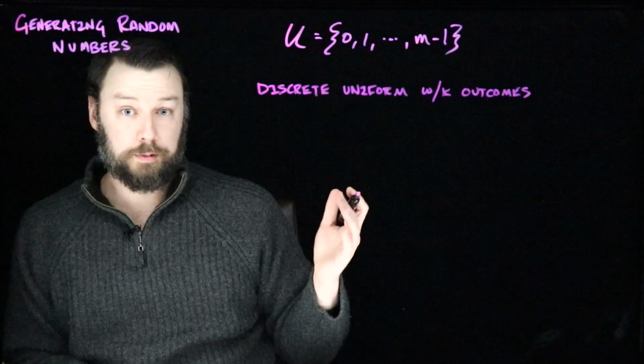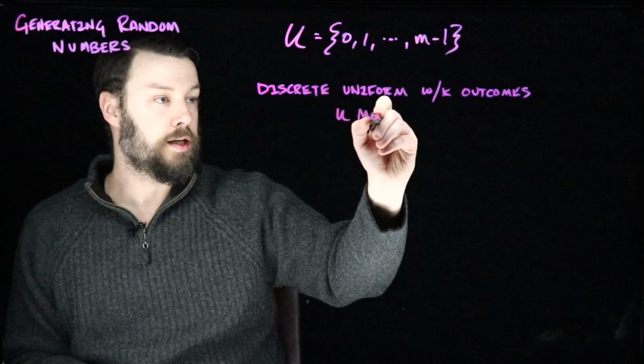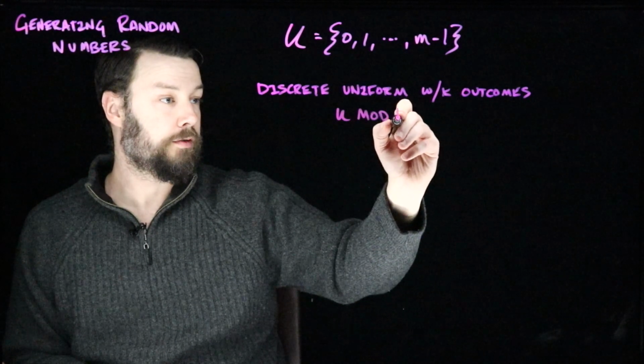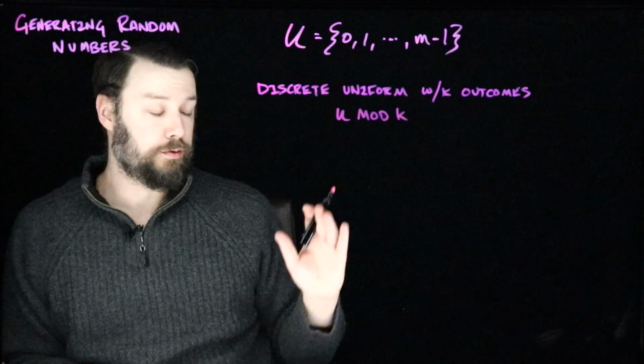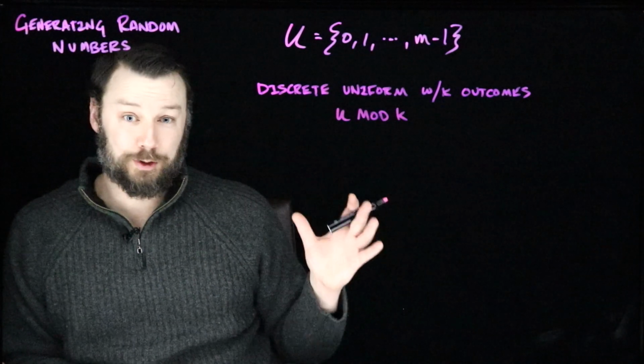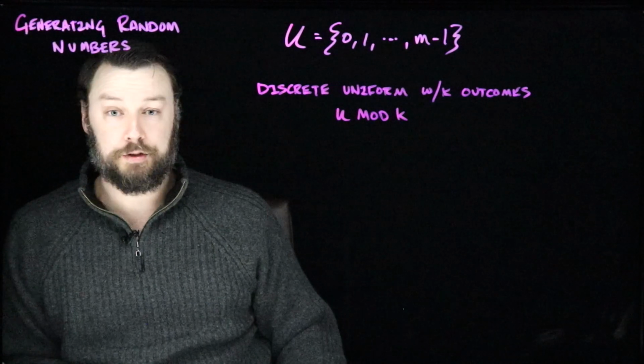Now, of course, the very simplest thing you could do is you could take your sample u and find its modulo k. Now that's using the low order bits of u, and that has some subtlety that you might want to pay attention to in practice, but this is a good starting point for thinking about how you take from a uniform distribution on a large set to a uniform distribution on a smaller set.